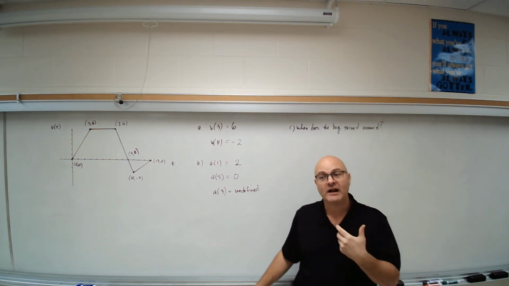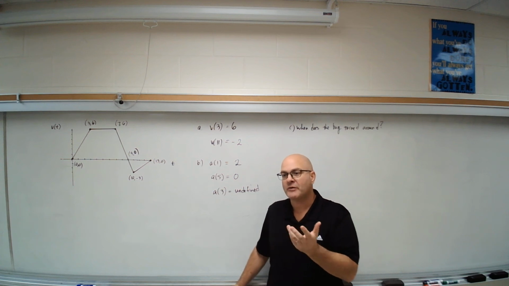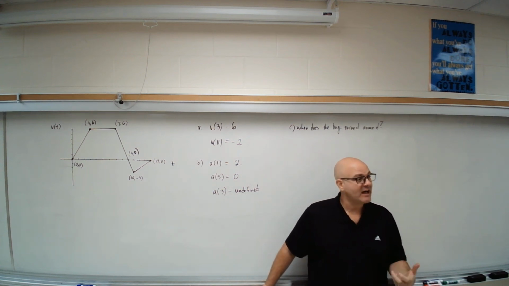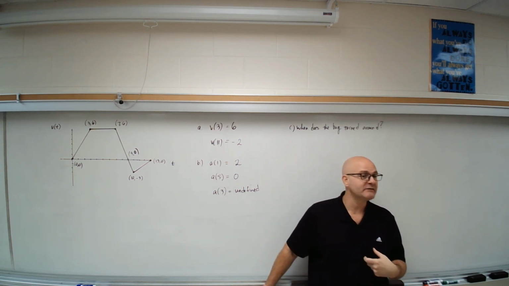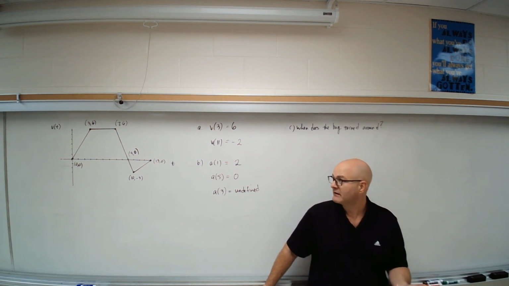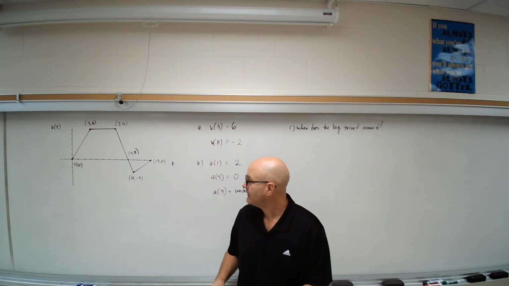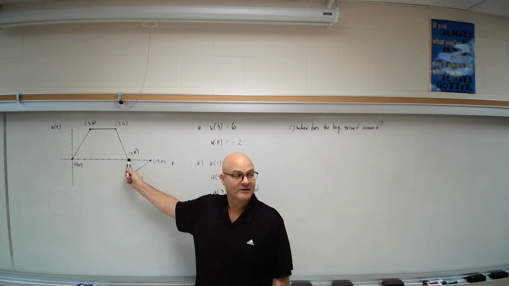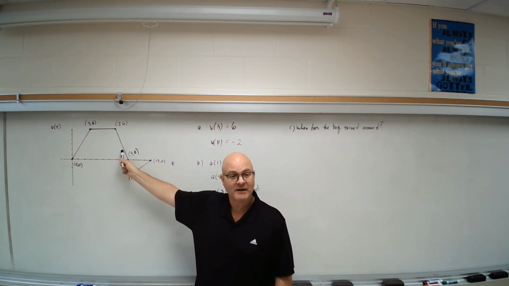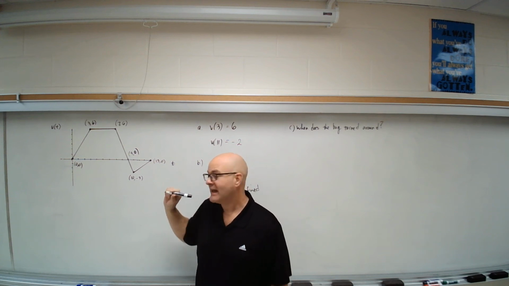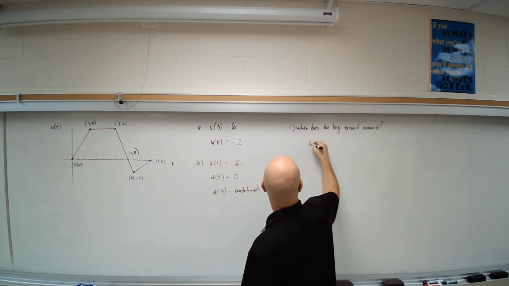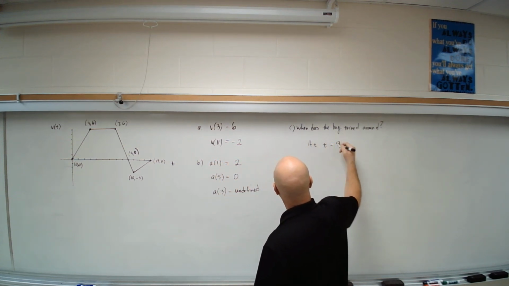Okay, and we know that the particle, the bug, turns around when the velocity goes either from negative to positive or from positive to negative. So where does that happen on our graph here? Would be at 9, correct? Because to the left of 9 it's positive, to the right of 9 it's negative. So that would be at t equals 9.